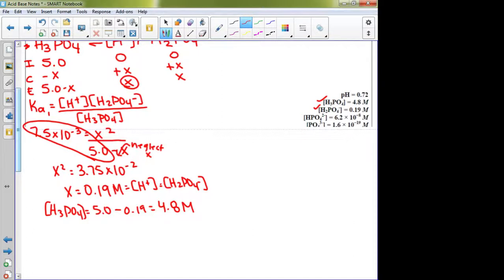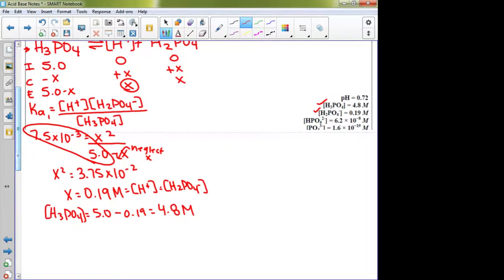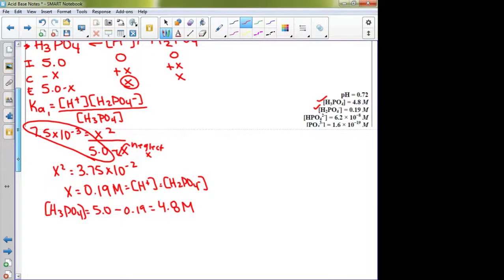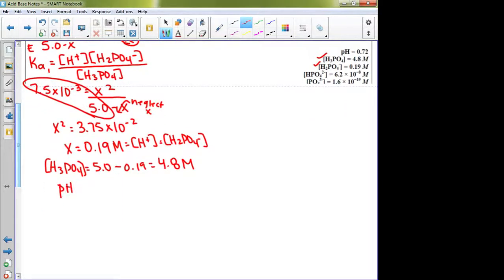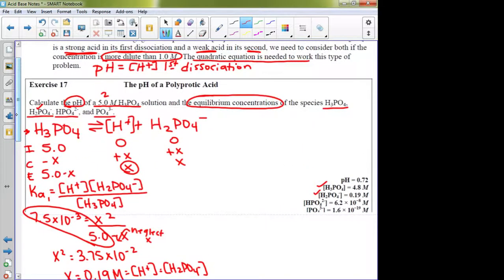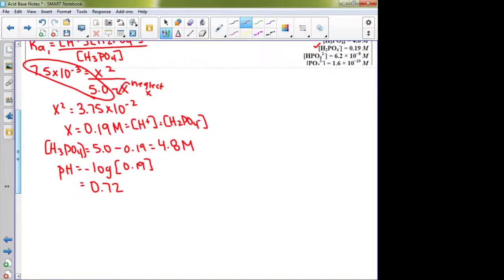There you go. I can also get the pH because the pH only comes from my concentration of hydrogen from the first dissociation. So since I have X and I have my concentration of hydrogen, to get my pH, I can just do pH is equal to the opposite of the log of 0.19. So then I get my pH is 0.72. Remember, we had 2 sig figs up here. So that means my pH needs to be in 2 decimal places. Some of us are forgetting that, and we are losing points on quizzes.